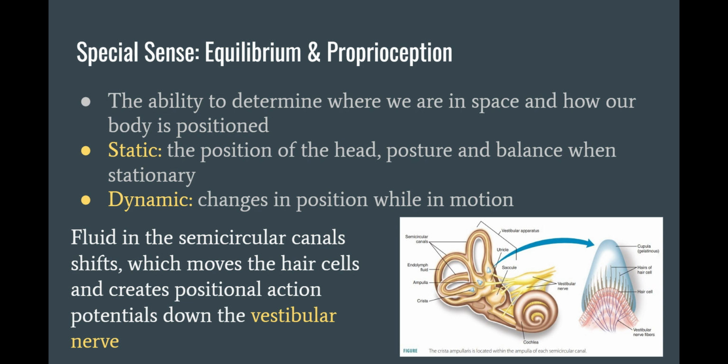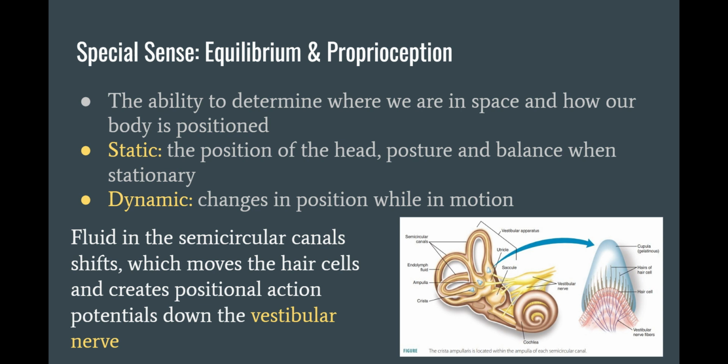There are two equilibrium factors involved in proprioception. The first one is static equilibrium. Static equilibrium gives us information about the position of our head specifically, and then information about your own posture and balance when the body is at rest. If you are laying down, for example, your static equilibrium is at play because you're not physically moving and your posture is essentially stationary. Dynamic equilibrium is how your body determines your position and direction and action while you are actually in motion.